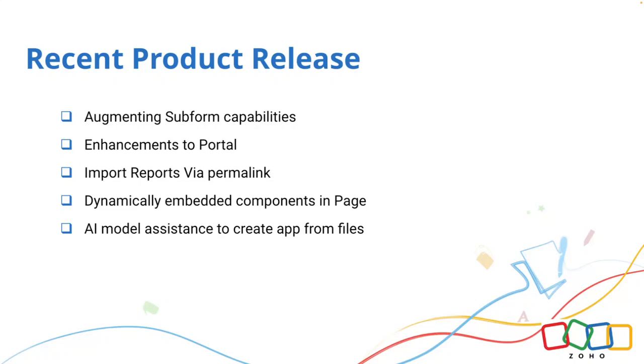The first topic is augmenting subform capabilities. Then we'll talk about enhancements to the portal, basically the customer portal. Then we'll discuss importing reports using the permalink. After that, we'll talk about dynamically embedding components in pages. And last but not the least, we'll cover the AI model assistance, which has recently been introduced to create an application from the files itself.